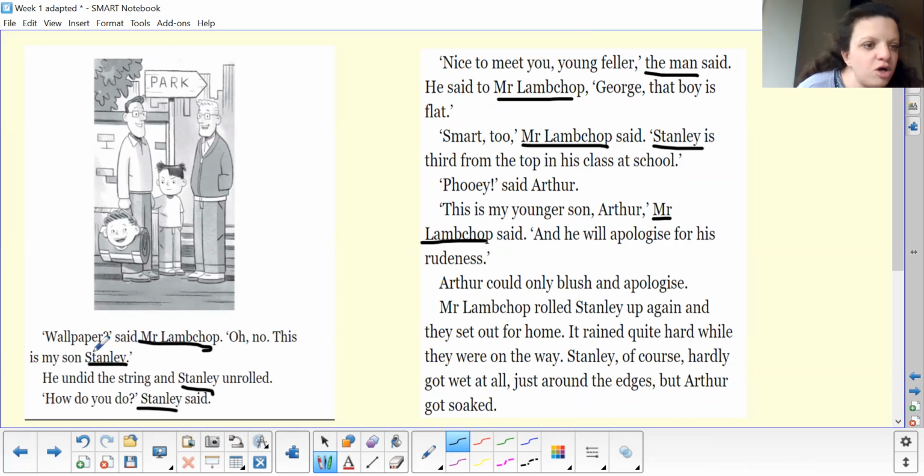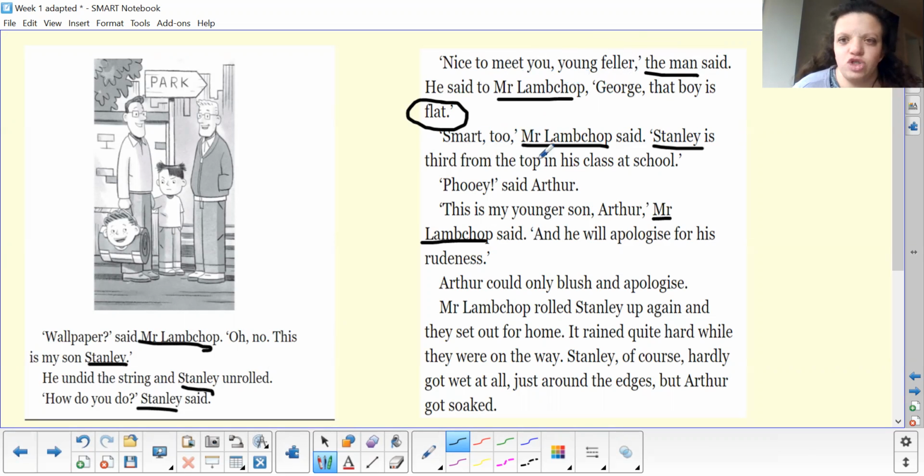Wallpaper, said Mr. Lambchop. Oh no, this is my son Stanley. He undid the string and Stanley unrolled. How do you do? Stanley said. Nice to meet you, young fella, the man said. He said to Mr. Lambchop, George, that boy is flat.